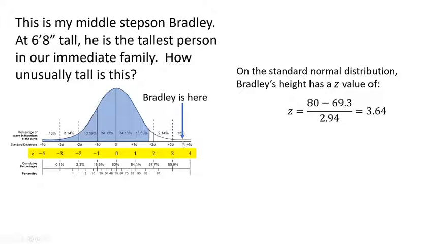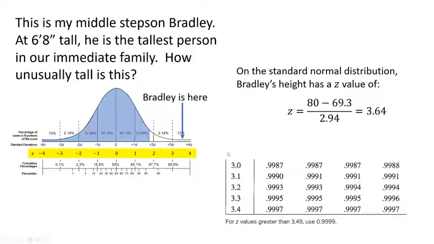So let's figure out what is the area under this curve here that starts here and keeps going to the right. So that's the percentage of the area under the curve that starts here and goes to the right. What percentage of Americans are going to have Bradley's height or taller? Okay, so let's take a look at that portion of the normal distribution table here. Bradley's z-value is 3.64 here. Well, he's actually off the scale here. It says that once we get beyond 3.4, for z-values greater than this, just use 0.9999. He is way out here.